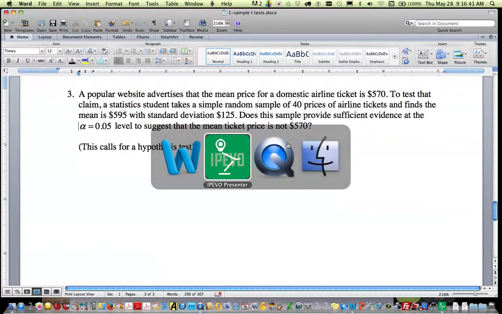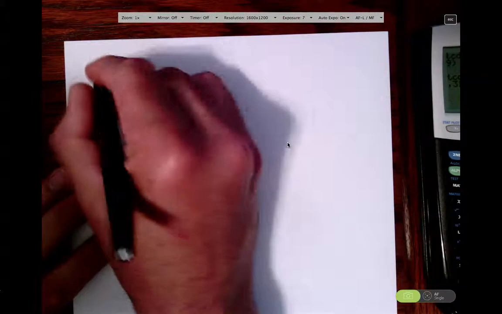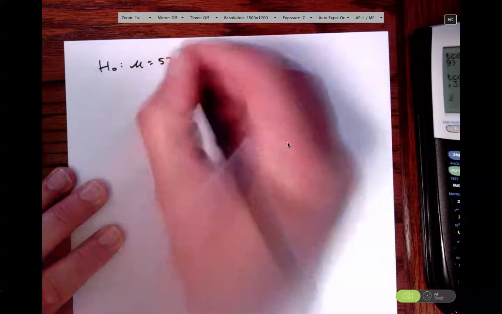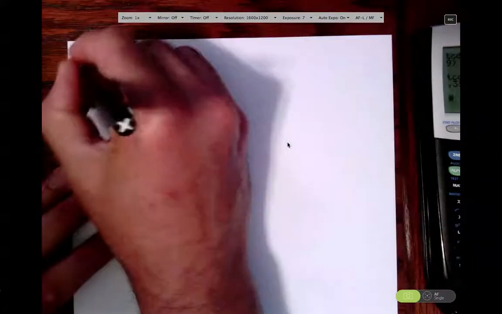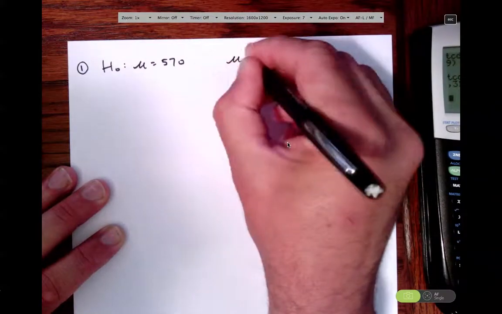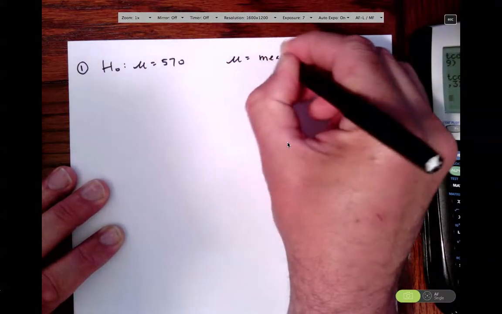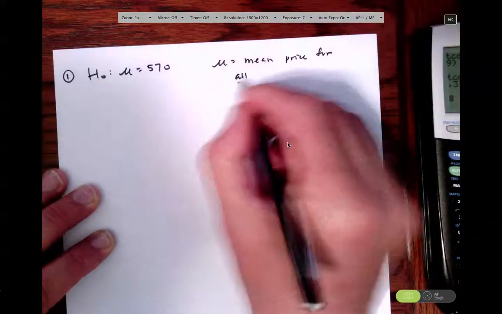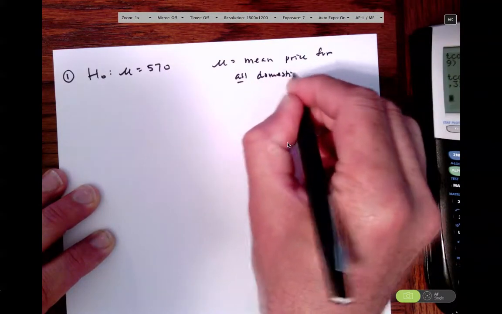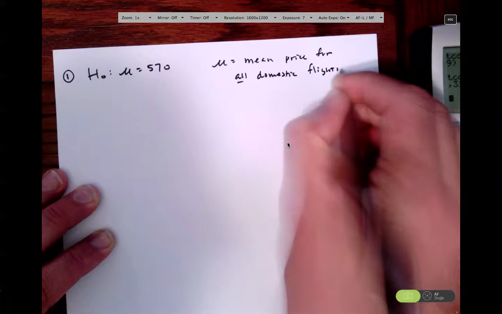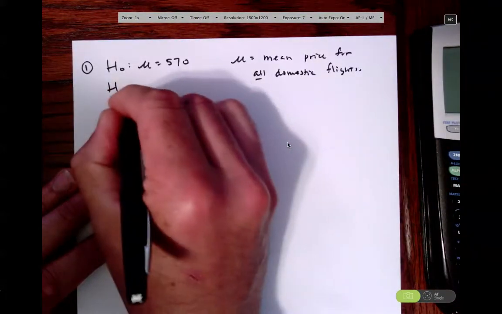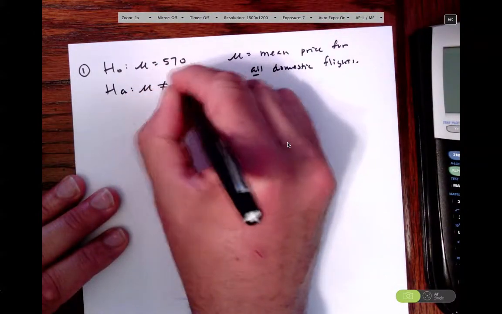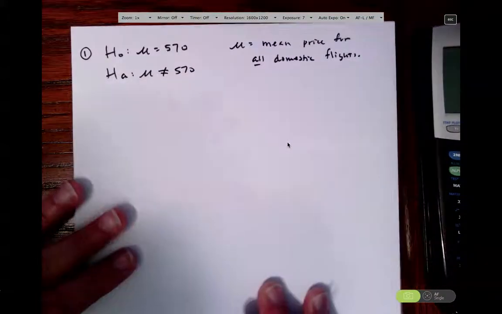Alright, so when we set up our hypotheses, again, we're going to assume that the claim that was given is true, that the mean price is $570. And over here I'm going to say mu equals the mean price for all domestic flights. And then we have an alternative hypothesis, and that alternative is not equal to 570. Second step.